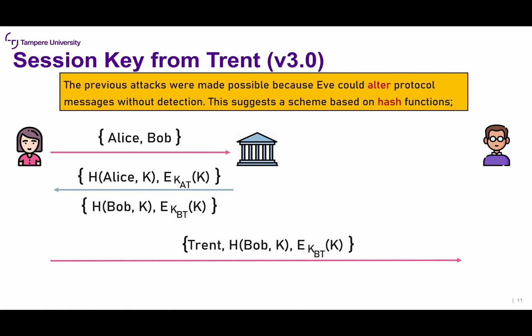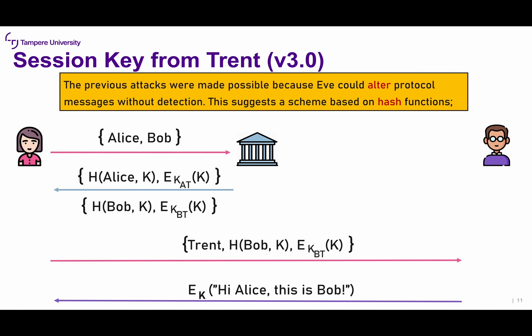contacting Bob and saying, "Hey Bob, you've got something from Trent. I'm Alice as well, so somewhere here, yeah. And here is the session key." So Bob, upon reception, knows that he needs to use KBT to decrypt this part, finds out K, then calculates the hash of Bob concatenated with K. If the two hashes are equal, everything is good, and then he contacts Alice by saying, "Hi, I'm Alice. Hi, Alice. I'm Bob," and this would be encrypted with K, right?